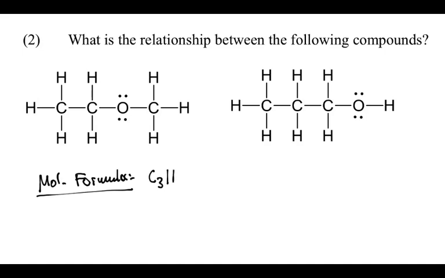So C3H. How many H did we have? 1, 2, 3... H8. Yes, and then O. So they are the same. They have the same molecular formula, right? So what's the relationship then? The relationship means what kind of isomers are there? Are they isomers, and what kind of constitutional isomers, right?